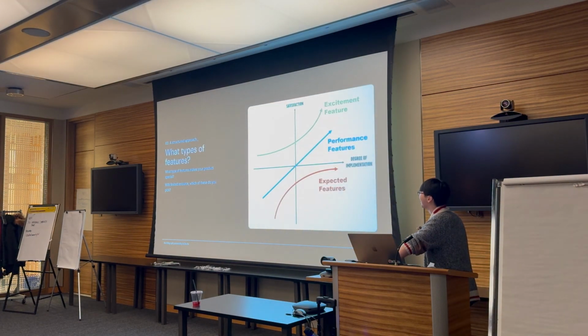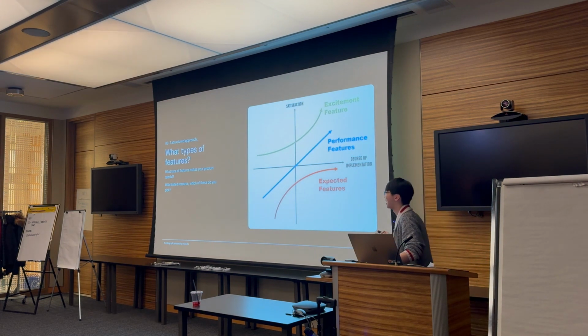So what are the different types of features? I don't know if any of you have taken courses related to product management. You've probably seen this chart.